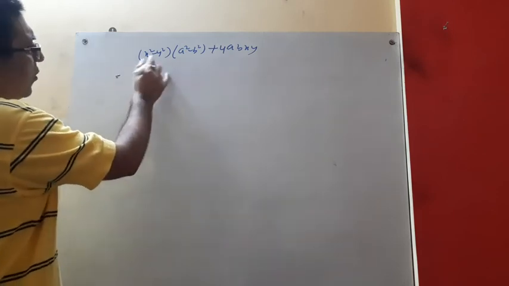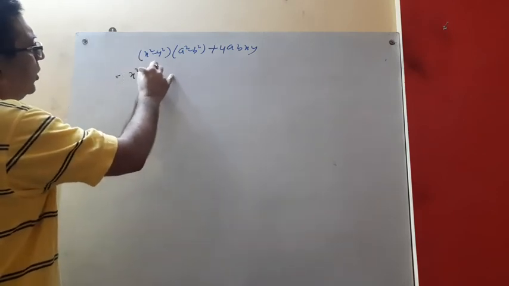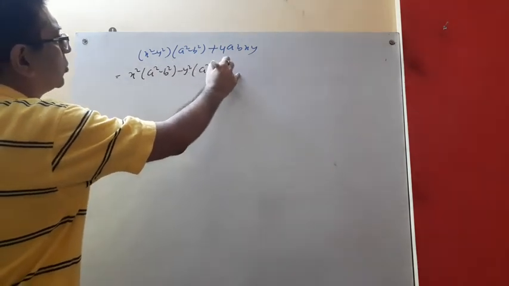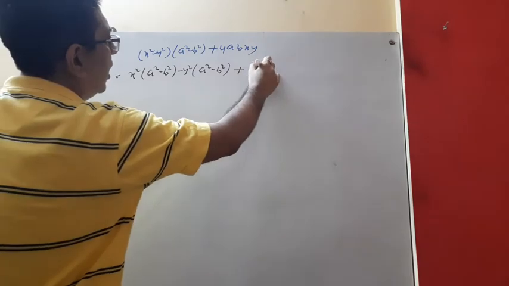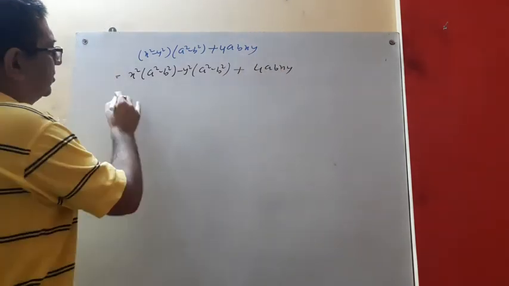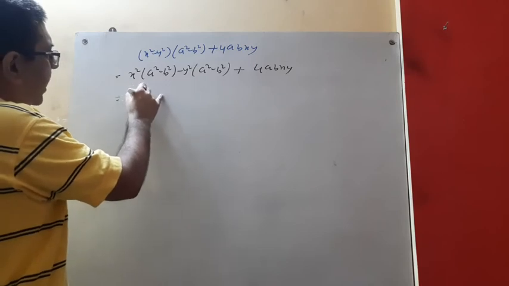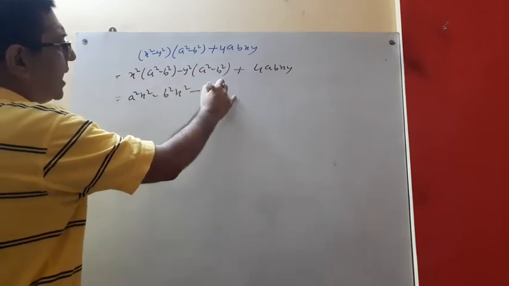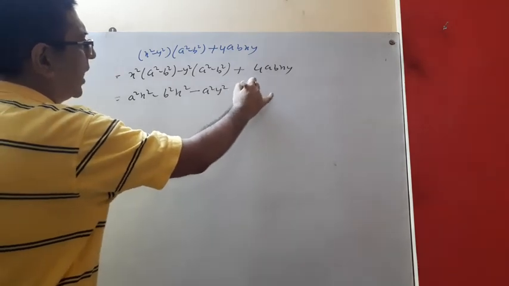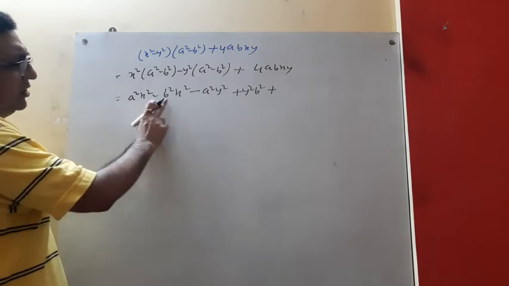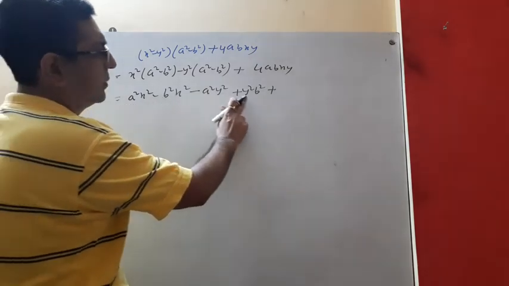Look, go for multiplication. X square into this one minus this one into this one. Right? And this is 4abxy. We will keep 4abxy as it is. So we are getting a square x square minus b square x square minus a square y square plus y square b square. Okay. Look, this is a perfect square, this is a perfect square, this is a perfect square, this is a perfect square.